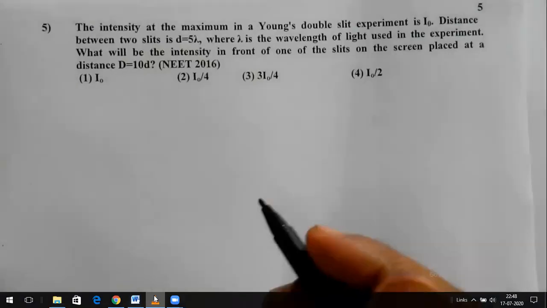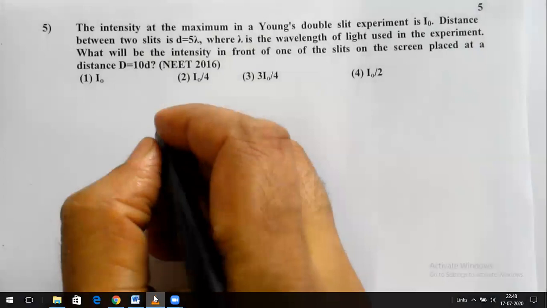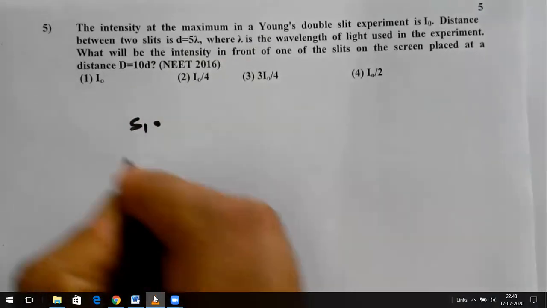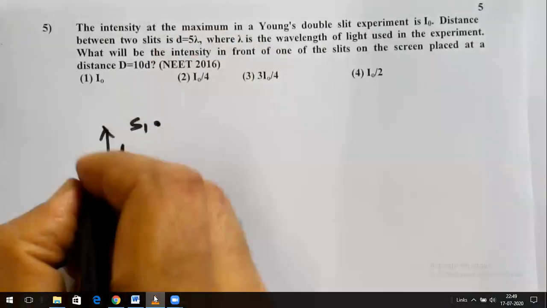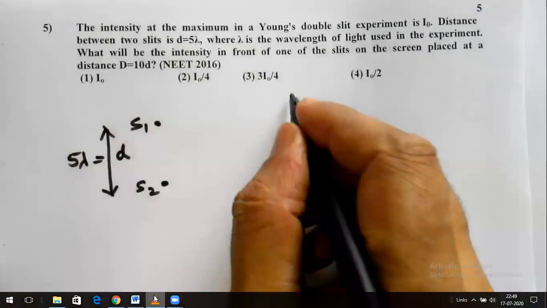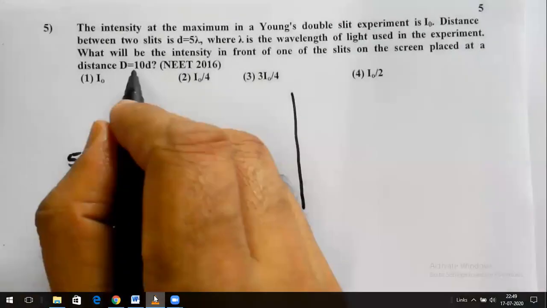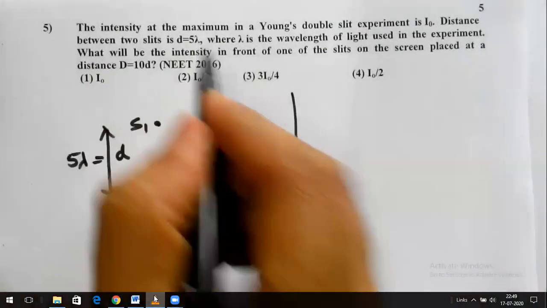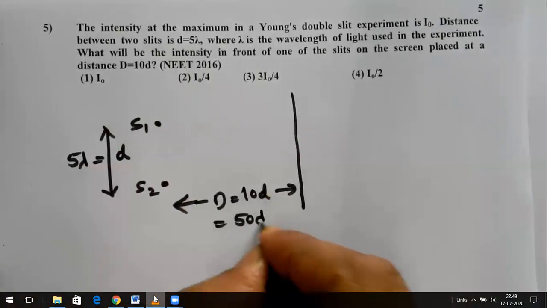Now let us visualize this diagram. If you have two sources of light, S1 and S2, separated by a distance d, and it is given d as 5 lambda, and if you place a screen here at a distance of capital D, which is 10 times small d, and small d is 5 lambda, so you can write this as 5 lambda into 10, that is 50 lambda.